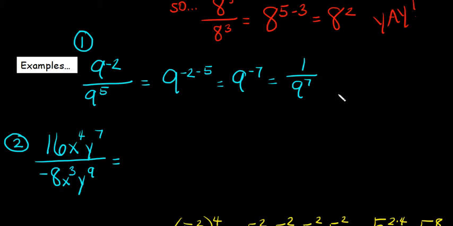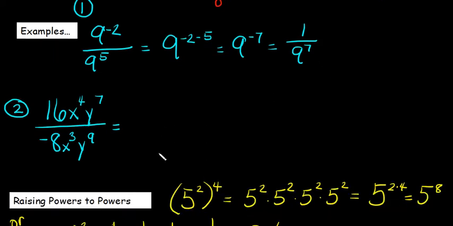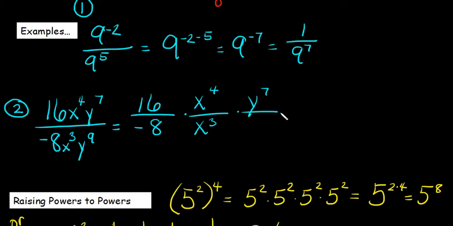So let's work this one out. This one looks a little bit longer, so we can work it out together. All right, let's just spread this apart to help us see. Now, you don't have to do this if you can see it without spreading it apart, but that's what I'm going to do just to show you. This ends up being 16 over negative 8 times x to the 4th over x to the 3rd. I'm just separating this to help us see it a little bit better.